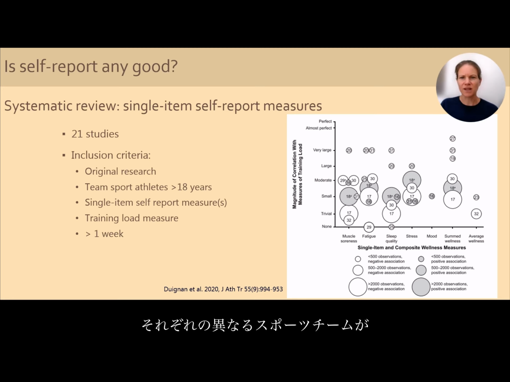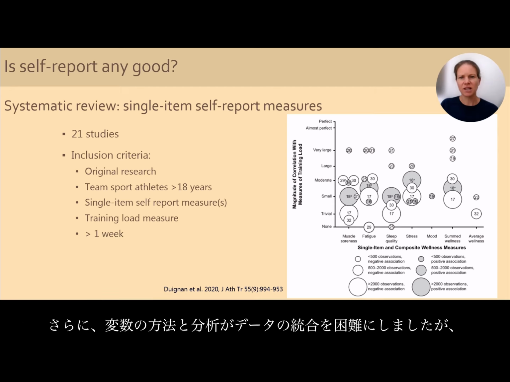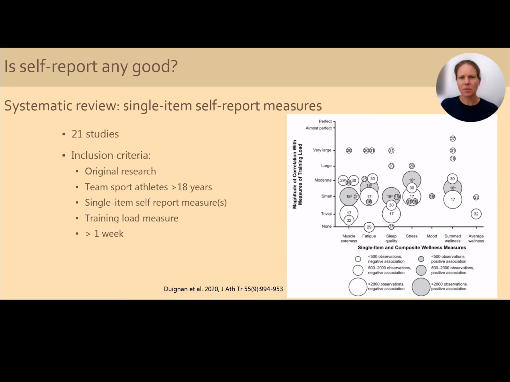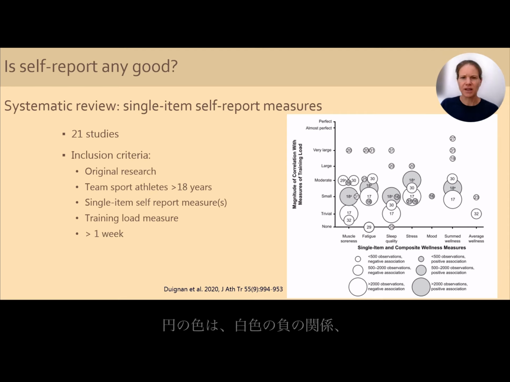The researchers found that each different sport team had their own take on the specific questions they asked and the response scales. Additionally, variable methods and analysis made synthesizing the data difficult, but their overall findings are illustrated in the figure, which lists the most common single items on the x-axis and the size of the relationship with training load on the y-axis. The color of the circles reflect negative relationships in white and positive relationships in grey, and the size of the circles reflect the number of observations.